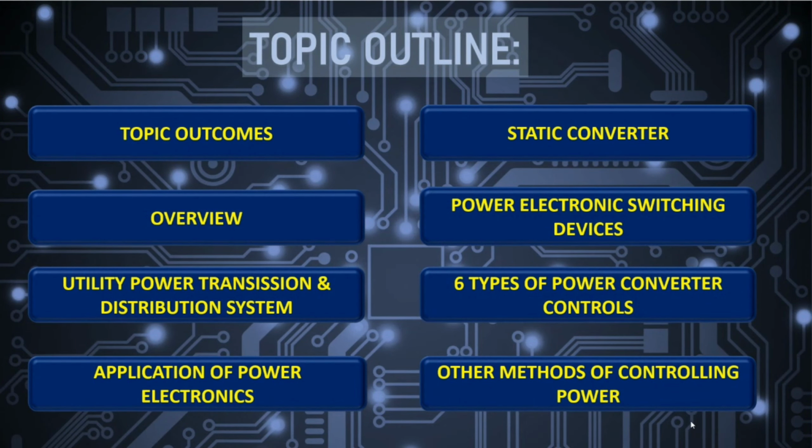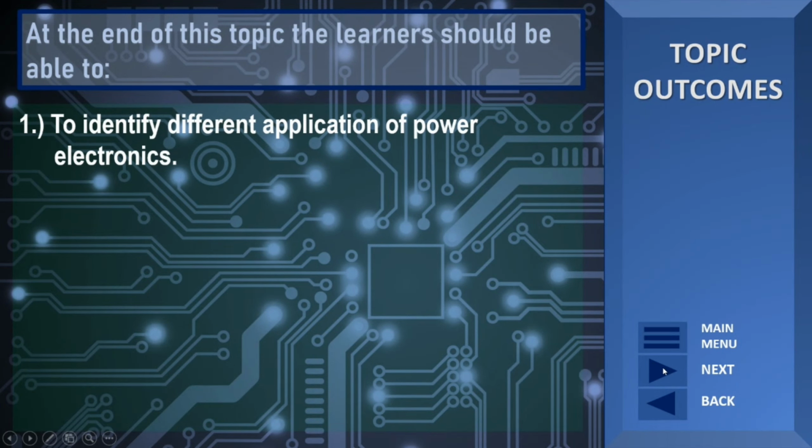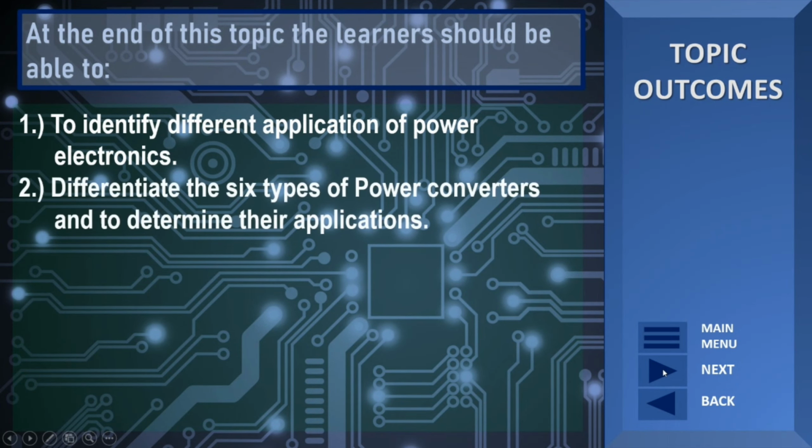So here is the topic outline of our report. We will discuss first the lesson outcomes of this report. At the end of this topic, the learner should be able to, first, identify different applications of power electronics. Second, differentiate the six types of power converters and determine their applications.